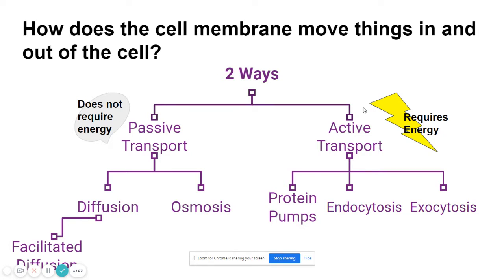The first is diffusion, and a specialized type of diffusion is facilitated diffusion. The second type of passive transport is osmosis. On the other hand, we have active transport, which actually requires energy. And we get this idea because of the word active in the name. So active transport needs energy to happen. There are three examples of active transport mechanisms that we're going to be discussing: active transport using protein pumps, endocytosis, and exocytosis.